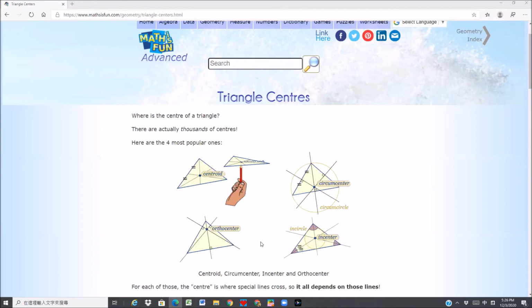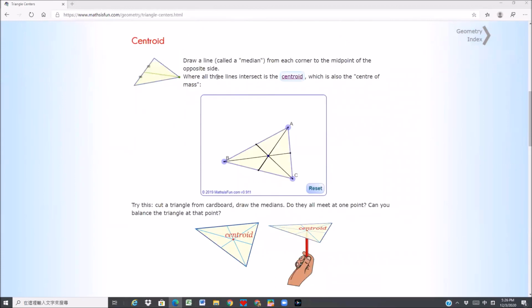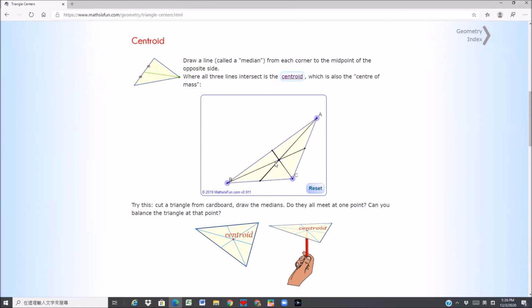The fourth one is the orthocenter. The orthocenter, the altitude. And now I'm going to show you the 3 medians joining together is the centroid. I can move this point. You see that the medians all intersect at a point. This is called centroid. You use a pencil, the triangle will not fall down.